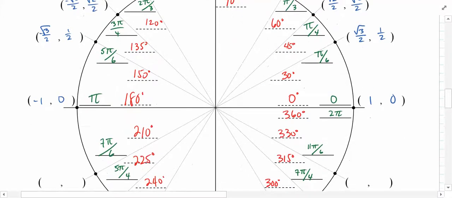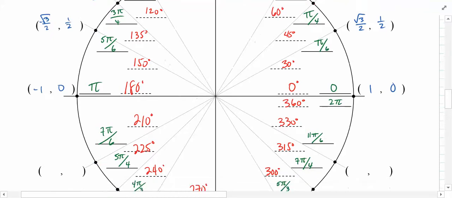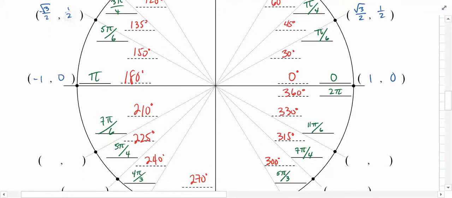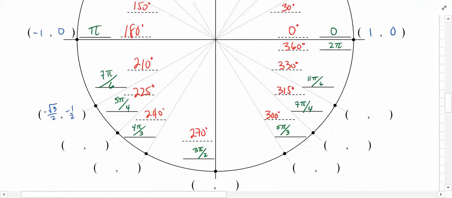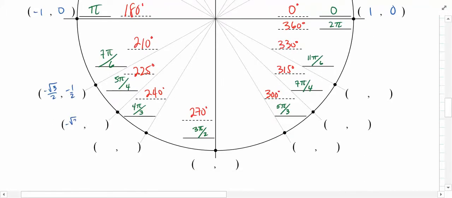Now, when I locate the next points, they're just a reflection over the x-axis. And when I reflect over the x-axis, all I need to do is change the y coordinate's sign. So now down here, I have negative square root 3 over 2 and negative 1/2, negative square root 2 over 2, negative square root 2 over 2, and so on.